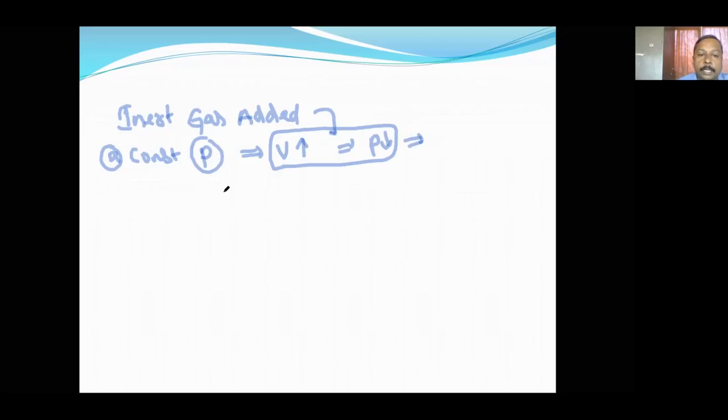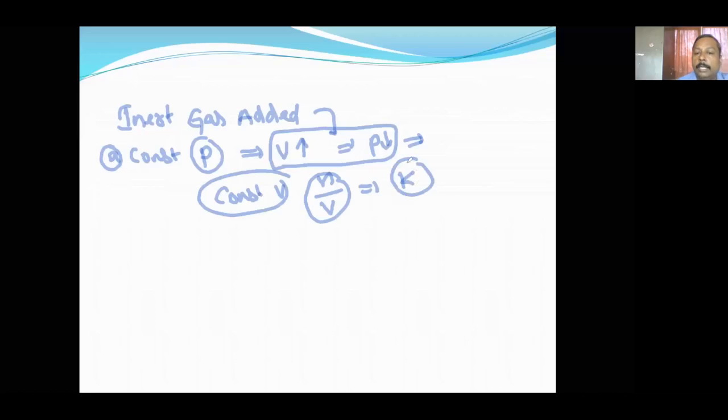In the same way, inert gas added at constant volume: volume is constant, so concentration is constant. Therefore, the equilibrium will not change. At constant volume, no effect. Whereas inert gas added at constant pressure increases the volume. It is similar, not exactly equal, to an increase in volume meaning a decrease in pressure. So you can use this sentence. This is about the addition of inert gas.